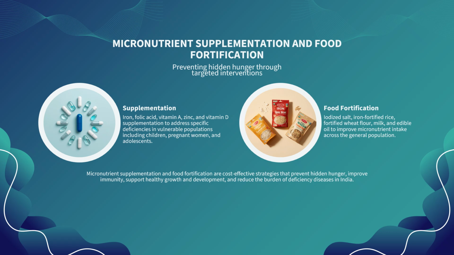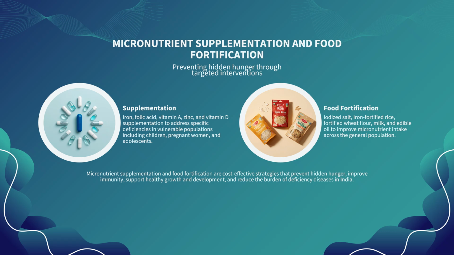This is for preventing hidden hunger through targeted intervention. Hidden hunger means deficiencies of micronutrients. It is called hidden hunger because when any person is of healthy weight or required weight and height, he seems to be normal and healthy. But there may be a vitamin D deficiency, iron deficiency, or magnesium deficiency. We cannot identify it by looking; it will not be visible. So this is called hidden hunger.